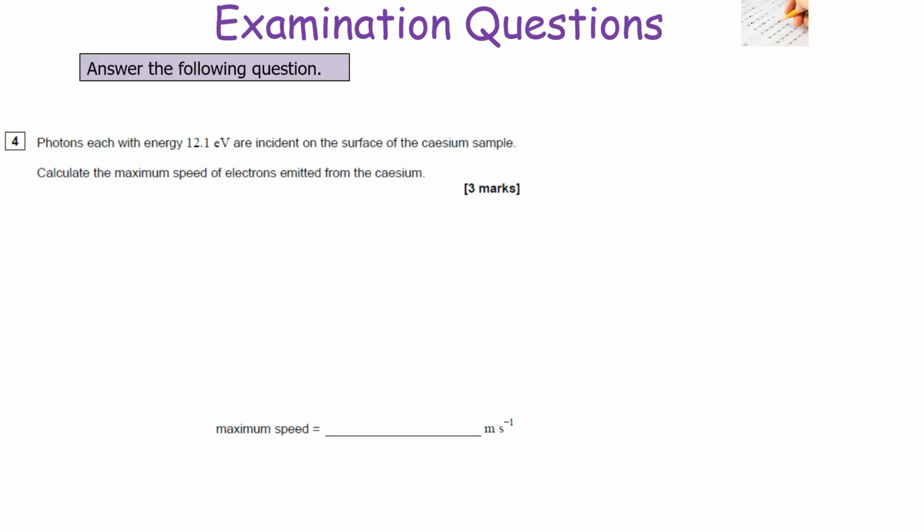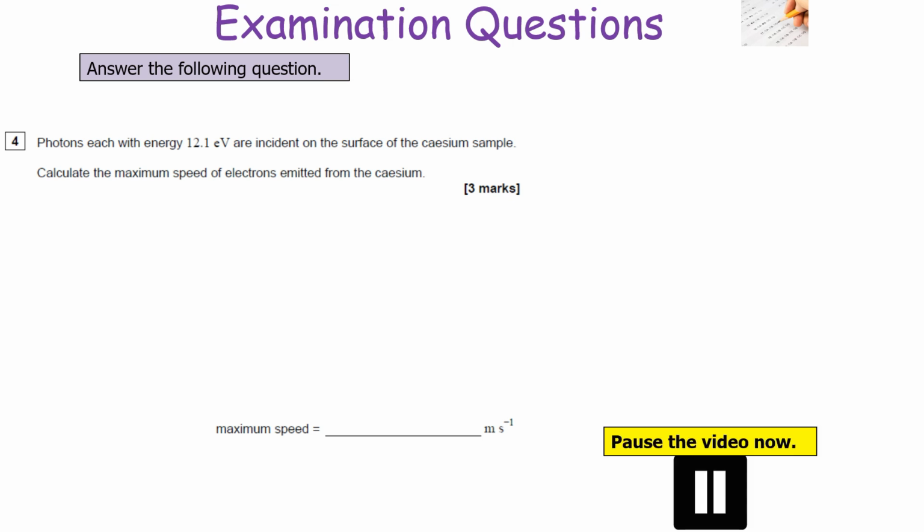The next question says, photons each with 12.1 eV are incident on the surface of the cesium sample. Calculate the maximum speed of the electrons emitted from cesium. So pause the video now, then unpause the video when you want to go through your answer.